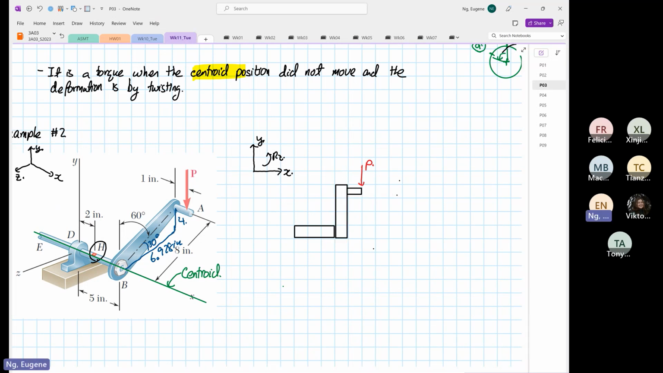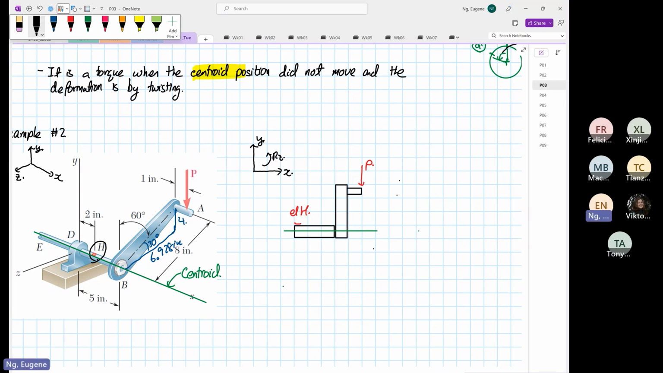Okay, so over here, this is our element, this is our element H. And then we draw our centroid. Right, we draw our centroid. So we know that we have a Vy.